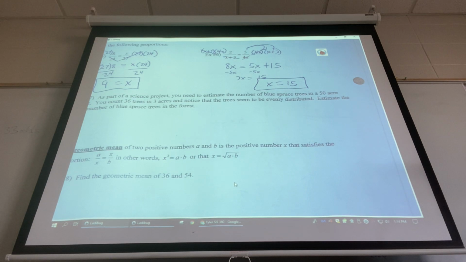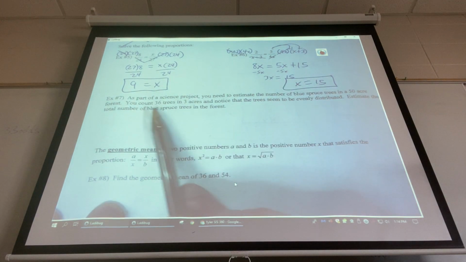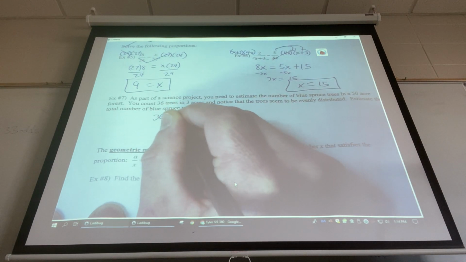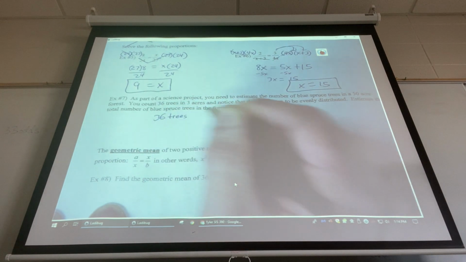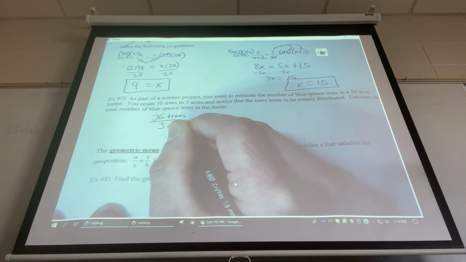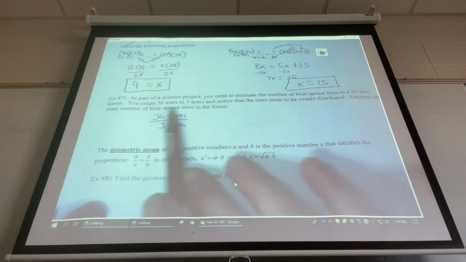Well, this is a problem that you might look at and think there could be an equation I could write, but you're going to have more luck if you think about this as a proportion. Notice that they give you a ratio, don't they? 36 trees, and I'm going to keep the units with it because they're different, right? 36 trees for every 3 acres. In truth, you could write that ratio upside down if you wanted, but I'm just going to write it the way they told it to me.